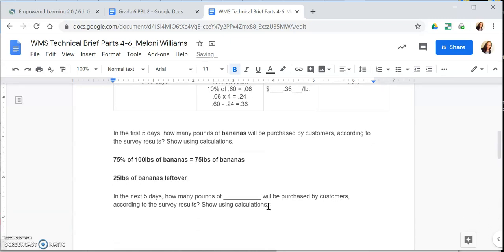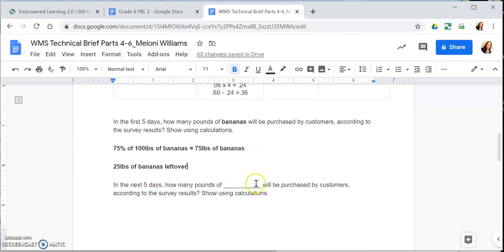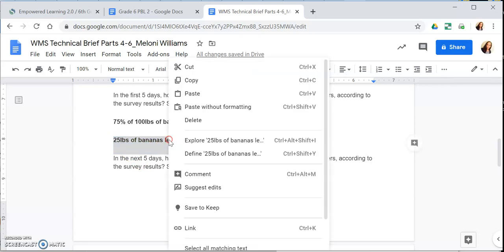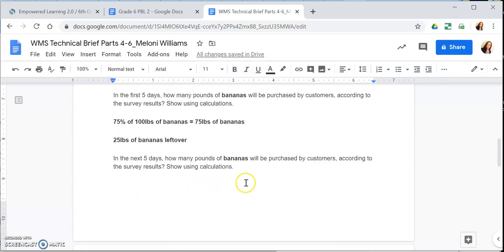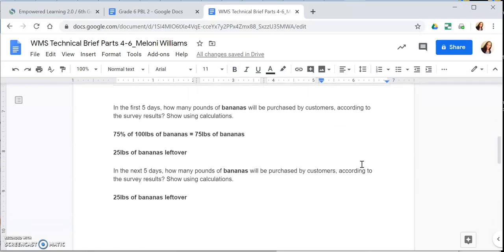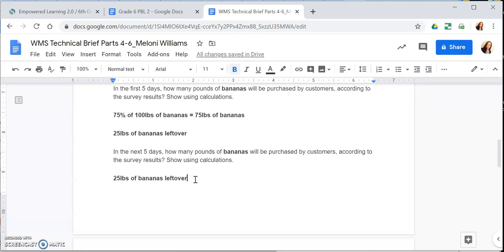Now, in the next 5 days, how many pounds of, remember, we're still selling bananas, so we're going to fill in the blank, will be purchased by customers according to the survey results. So we have 25 pounds of bananas left over. I'm going to move this information down to the next question so that I can see how many pounds of bananas we have left over. Then it says in 5 to 10 days, 70% of customers would buy bananas. So we need to figure out what is 70% of 25.